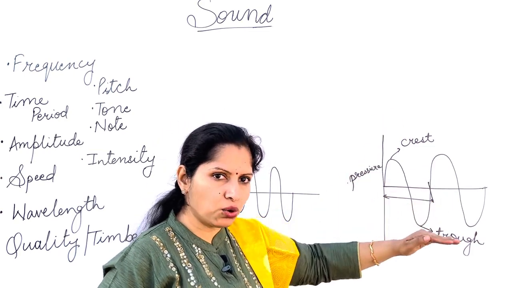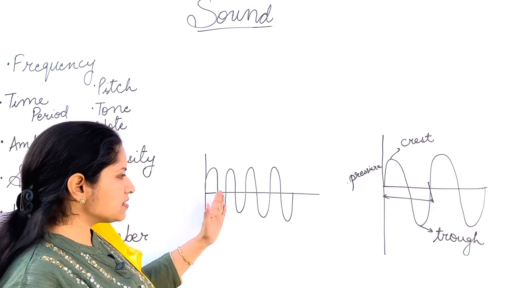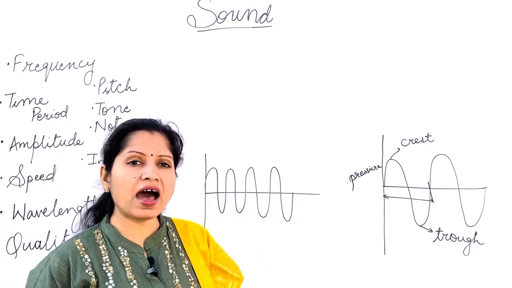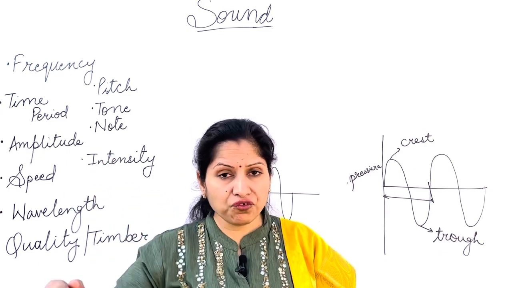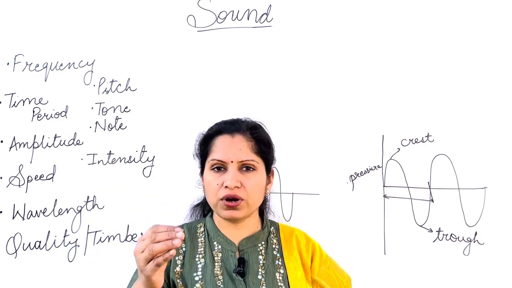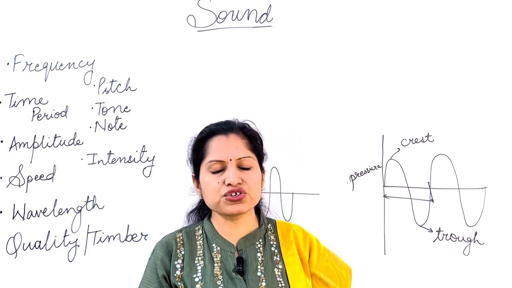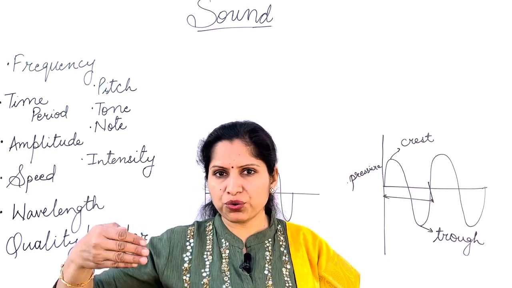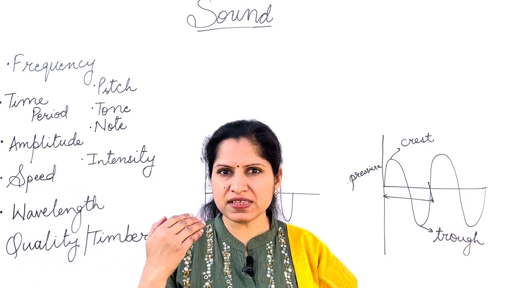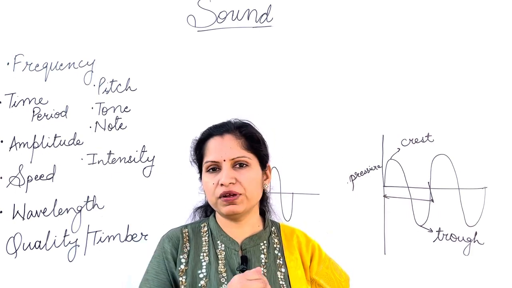So it was a low frequency sound. But here the number of waves is high. So it is a high frequency sound. So the number of waves that occur in 1 second is known as frequency, and the pitch is also dependent on frequency only. If the frequency is high, then it is called a high pitch sound, and if frequency is less, then it is called a low pitch sound.